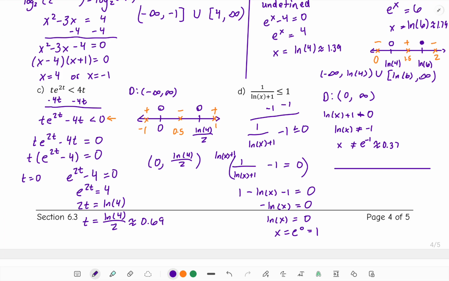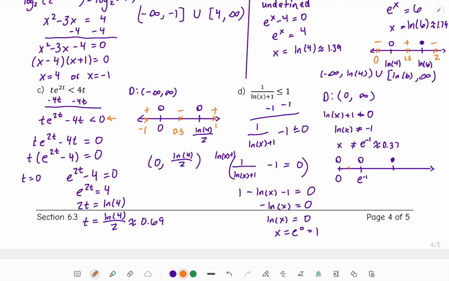So now for our sign chart. Because our domain is 0 to infinity, we have to start at 0, which is an open circle. And then we have e to the -1, which is part of our domain, so that's an open circle. And then we have 1, which, because our inequality is less than or equal to, will be a closed circle.